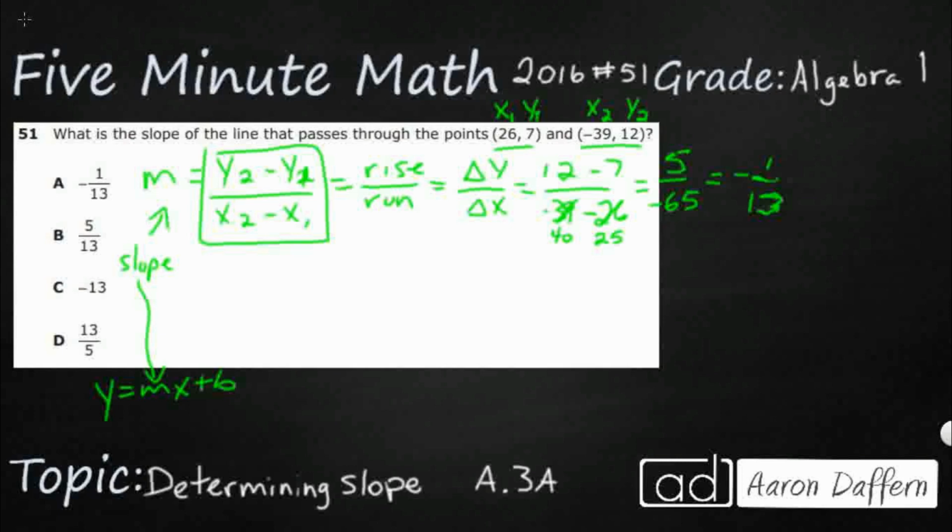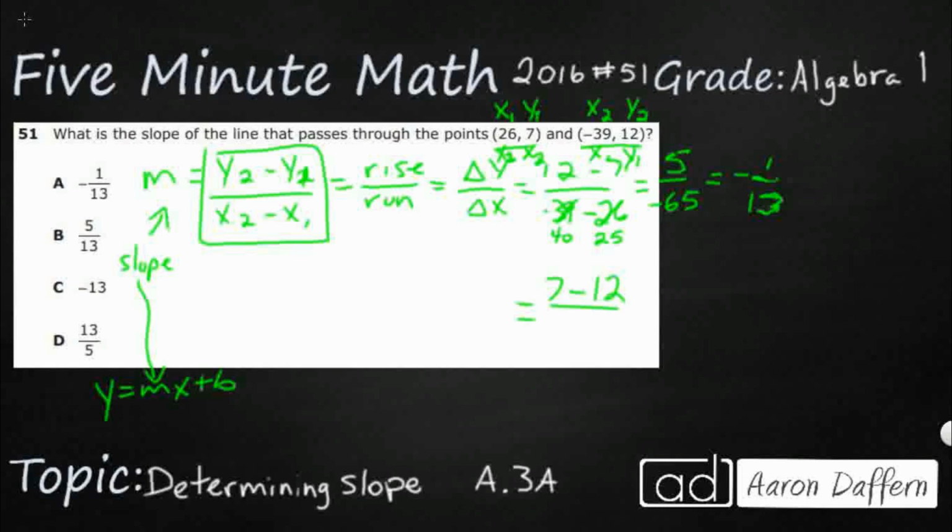Now, what happens if we were to swap these two? What if I were to make the negative 39 my x1 and the 12 my y1? Then if I were to make my 26 my x2 and my 7 my y2, does it make any difference? Well, I already told you it doesn't make any difference. So let's see. Let me write it right underneath here. So my y2 is going to be 7. My y1 is going to be 12. So it's still going to be 5, but it's going to be negative 5.